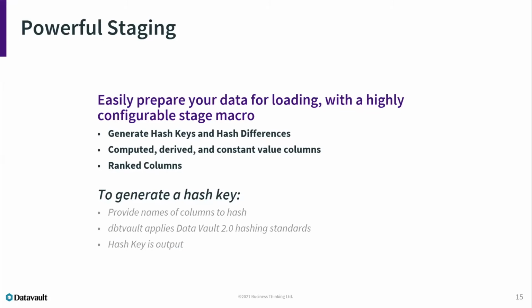And with our rank materialization, you may also want to rank your data in the stage. So we've now also got the ability to add ranked columns. As an example, if you want to generate a hash key, it's all metadata driven. All you have to do is provide the names of the columns you want to hash. You run dbtvault, it will apply all the data vault 2 hashing standards, such as concatenating, trimming, all that jazz. And then you get a hash key output in your stage.